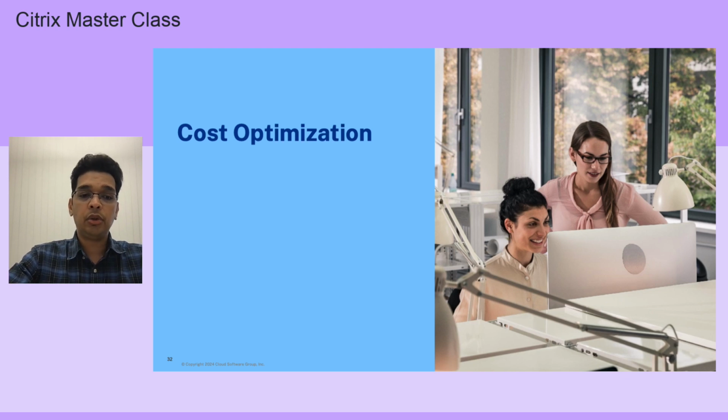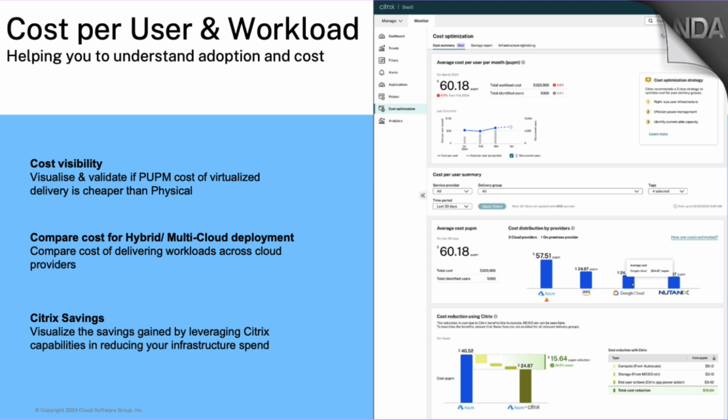There's a good set of investment on empowering our customers to visualize their existing savings by leveraging various Citrix capabilities, but also to help them identify if there are wastages and ways for them to convert them into additional savings and help their organization save money on their spend. So with that, one other thing that we will be working on to empower our customers is being able to visualize cost per user and workload.